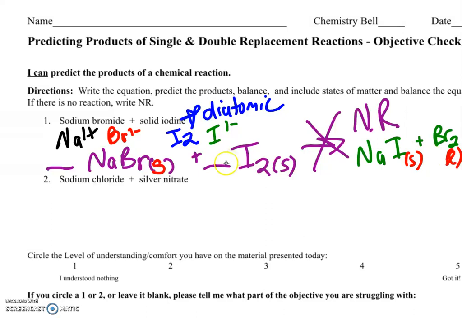This one, if we had to go through and balance it, see we've got 2 by those diatomics, so I'm going to need to put a 2 there. That'll give me 2 iodine. That fixes that. Now I've got 2 sodium, 2 bromine, and that works just like that.